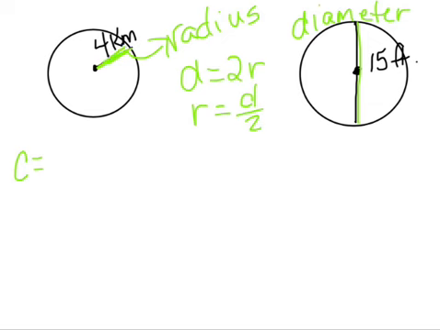Again, if you just want to memorize one formula, just convert your radius to a diameter, your diameter to a radius, because remember their relationship. Radius is half a diameter. But on this one I'm given a radius, so I'm just going to use 2 pi r.